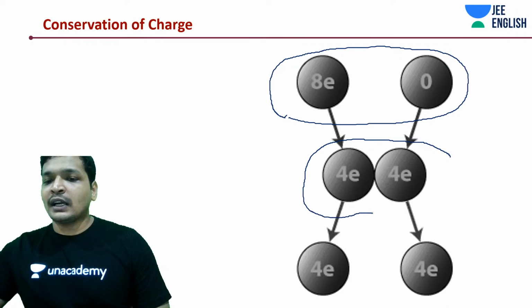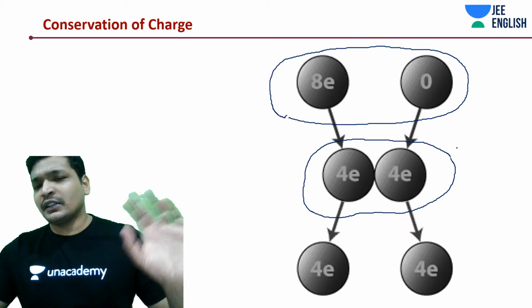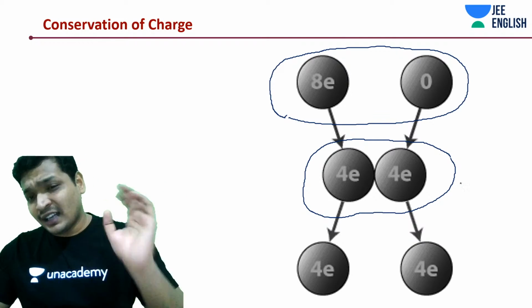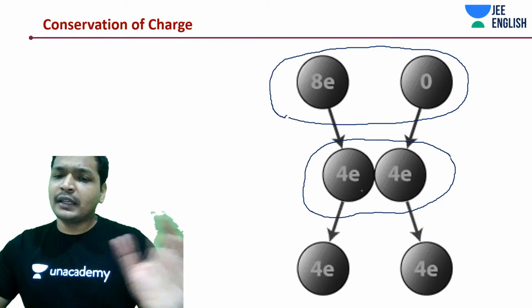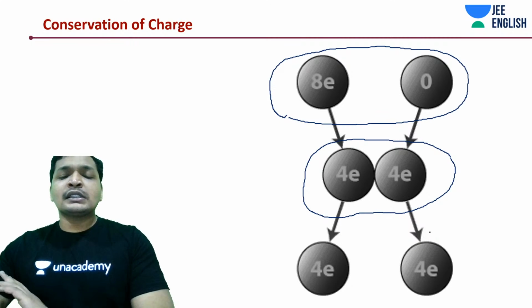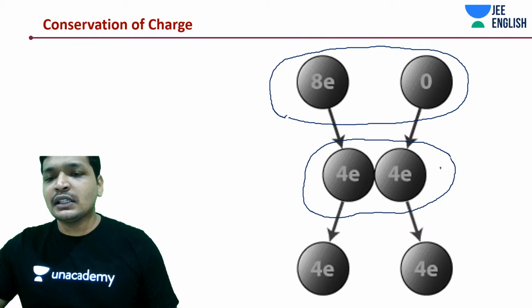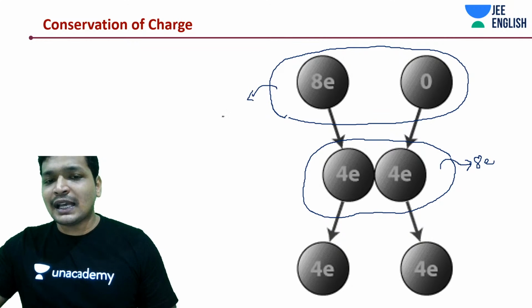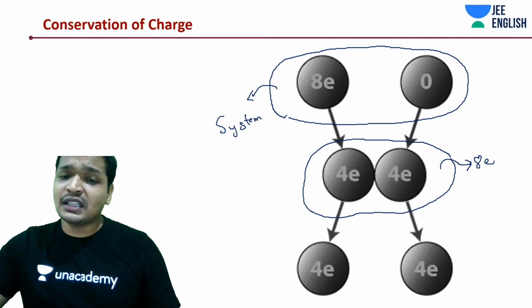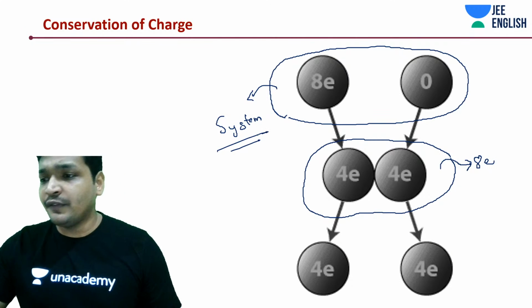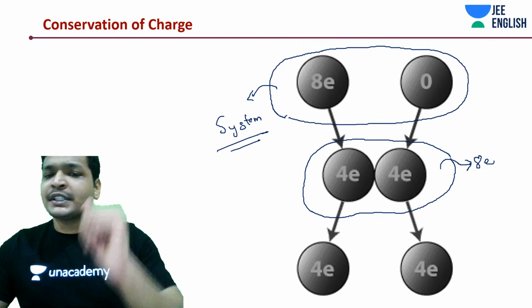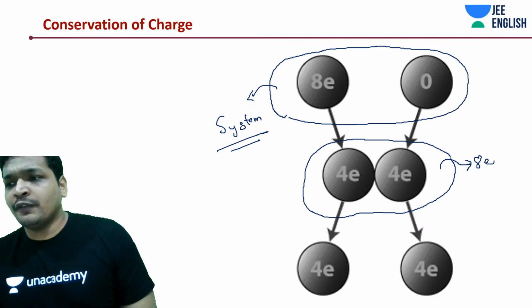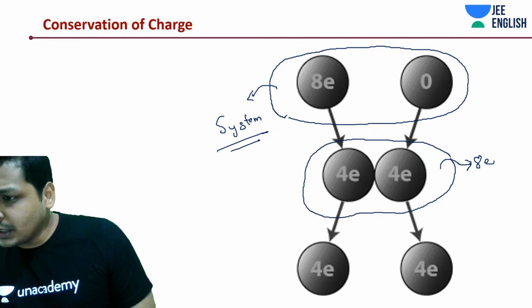Once you brought them in contact, assuming they are identical conducting spheres, this one gained 4E and that one gained 4E. Still, if you notice, the net charge of the system is still 8E. So in this case, if you're calling this the system, the charge is conserved. A very, very important thing. Tricky questions can be given, and we will have a look at a few tricky questions as we move into the session.